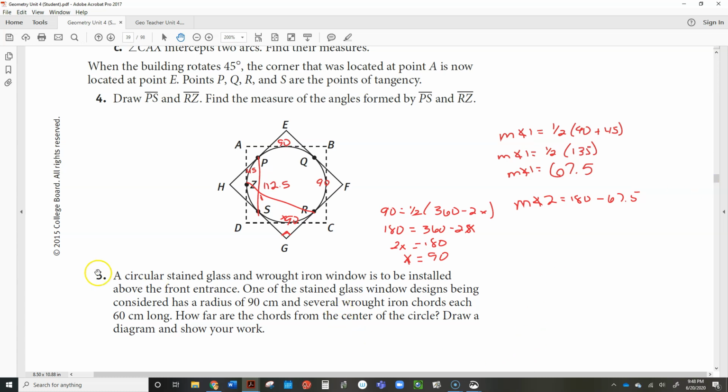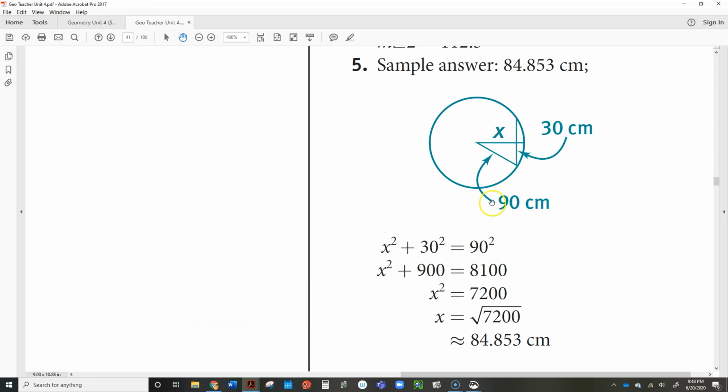Okay, for this last one, it says a circular stained glass and wrought iron window is to be installed above the front entrance. One of the stained glass window designs being considered has a radius of 90 centimeters and several wrought iron chords. Each of them is going to be 60 centimeters long. So we've got a radius that's 90, a chord that's 60. How far are the chords from the center of the circle?